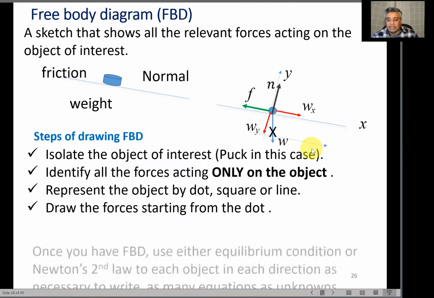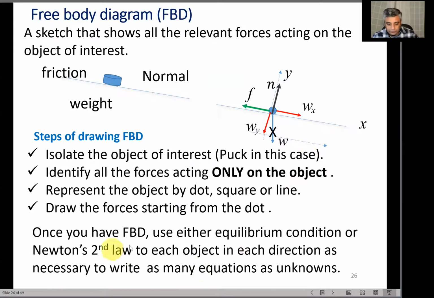Okay, and then of course, once you have a free body diagram, you can tell by adding forces in a particular direction whether there is acceleration in that direction or not. If the net force in that direction is 0, acceleration is 0. If the net force in that direction is not 0, then there's going to be acceleration. That's what we learned from the first law and the second law.